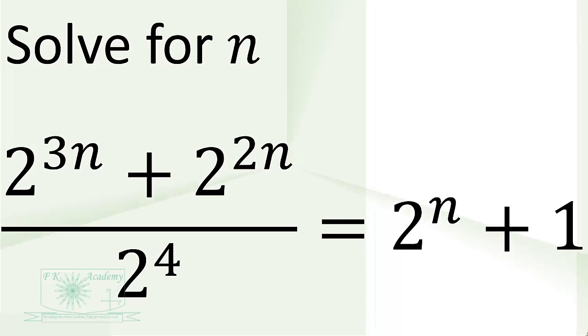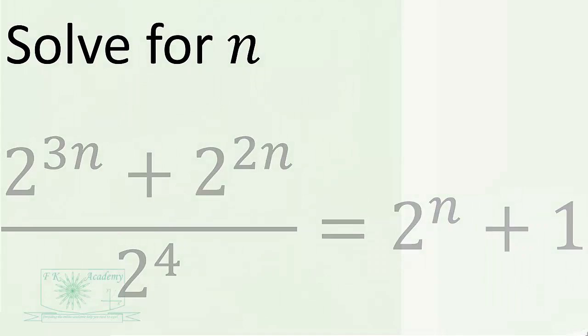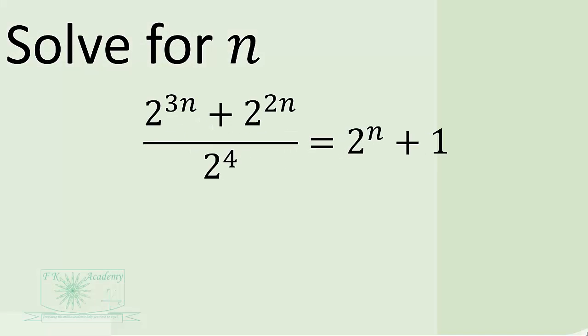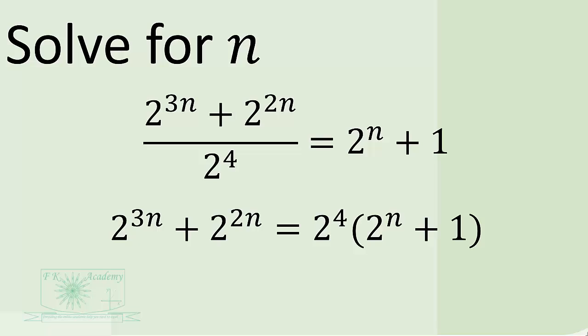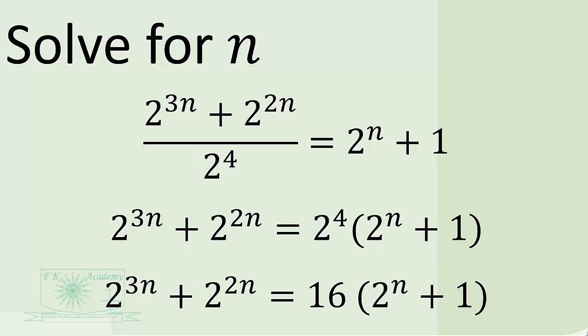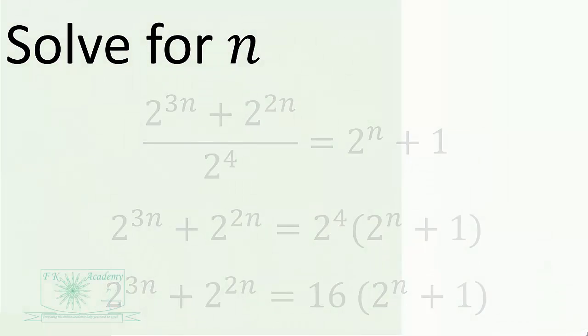Mathematics Olympiad. We are solving for n in this exponential equation. How do we go about it? So this is what we do. We multiply through by 2 exponent 4. Next, we evaluate 2 exponent 4 to get 16. Then this is what we do next.